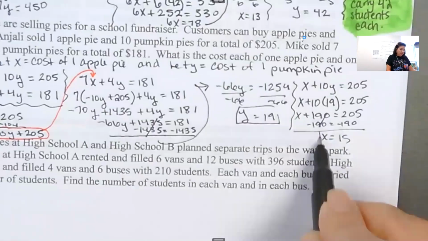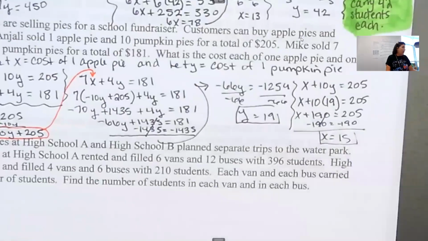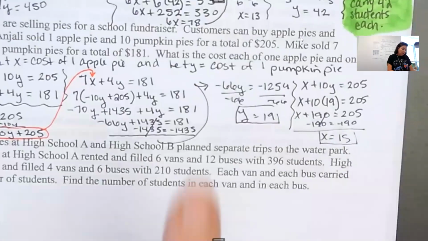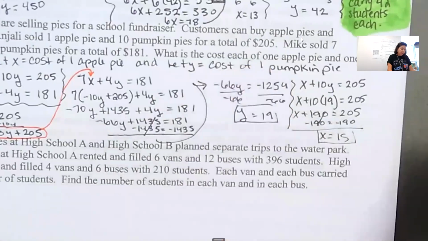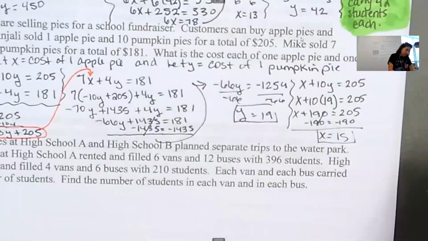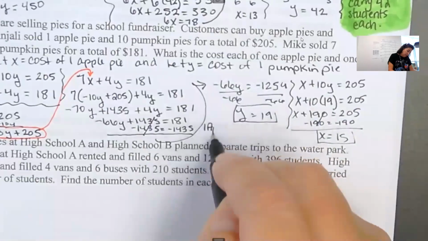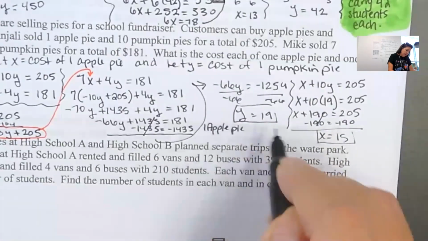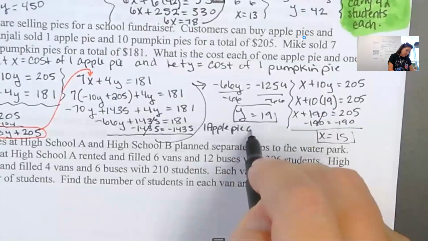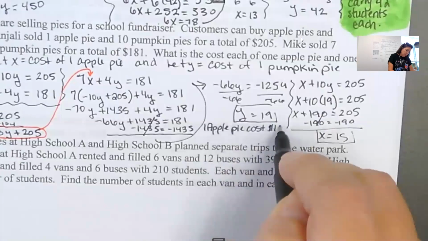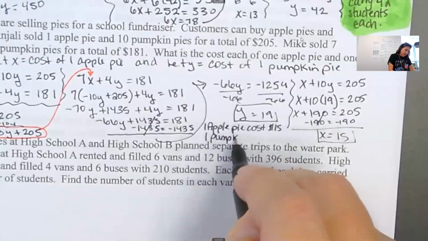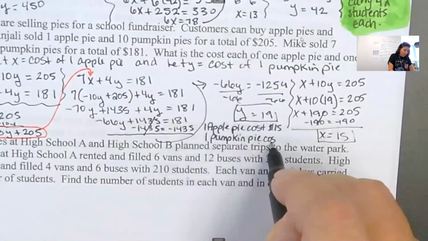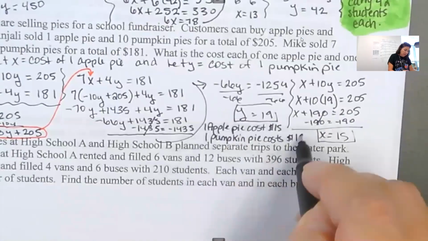So do I want to write my answer as an ordered pair? No, it's a word problem. We got to answer the word problem. There were two questions. What is the cost each of one apple pie and one pumpkin pie? How much is the apple pie? $15. So one apple pie costs $15. One pumpkin pie, now I'm ready for Thanksgiving, costs $19.